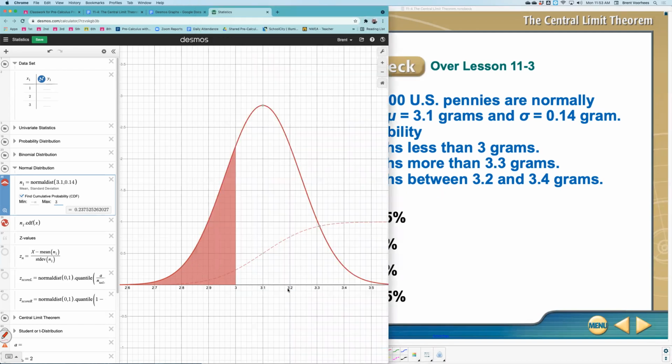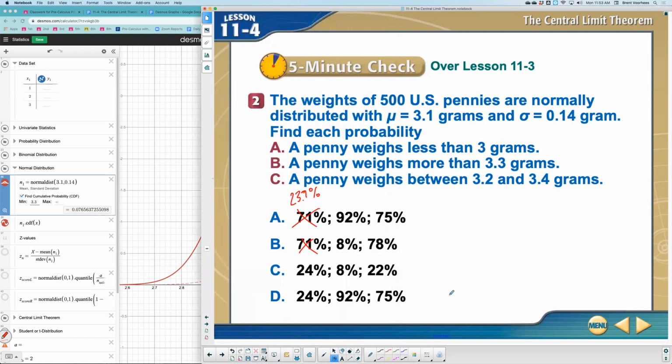The penny weighing more than 3.3. So now we want to say it weighs more than 3.3. So somewhere over here. So to weigh more than 3.3, I would not put it as the maximum. I put it as the minimum. This is 3.3 or greater. The probability is, it looks like 7.7%. And at this stage, we get the answer.